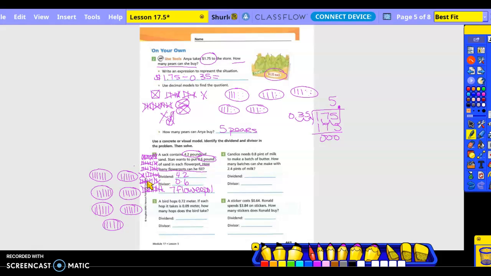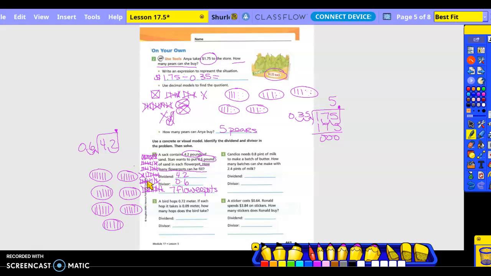Okay, let's do a house problem to check it. So I have 4 and 2/10 divided by 6/10. Do I have a whole number in the divisor spot? No, I do not. So which way do I need to loop the decimal? One place to the right. So what I do to my divisor, I do to my dividend and then bring the decimal straight up.